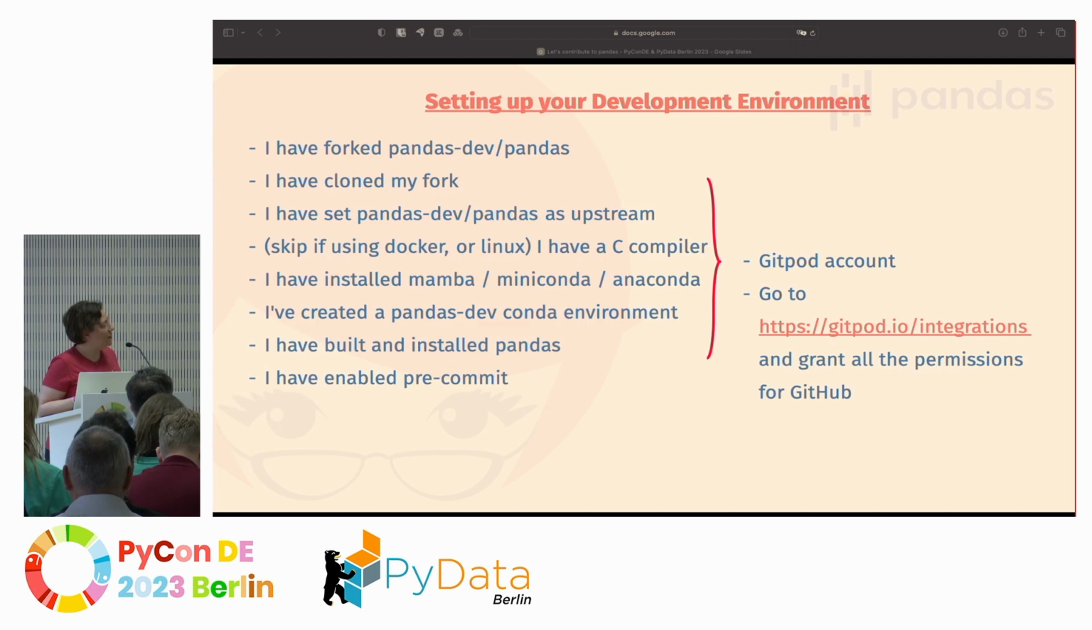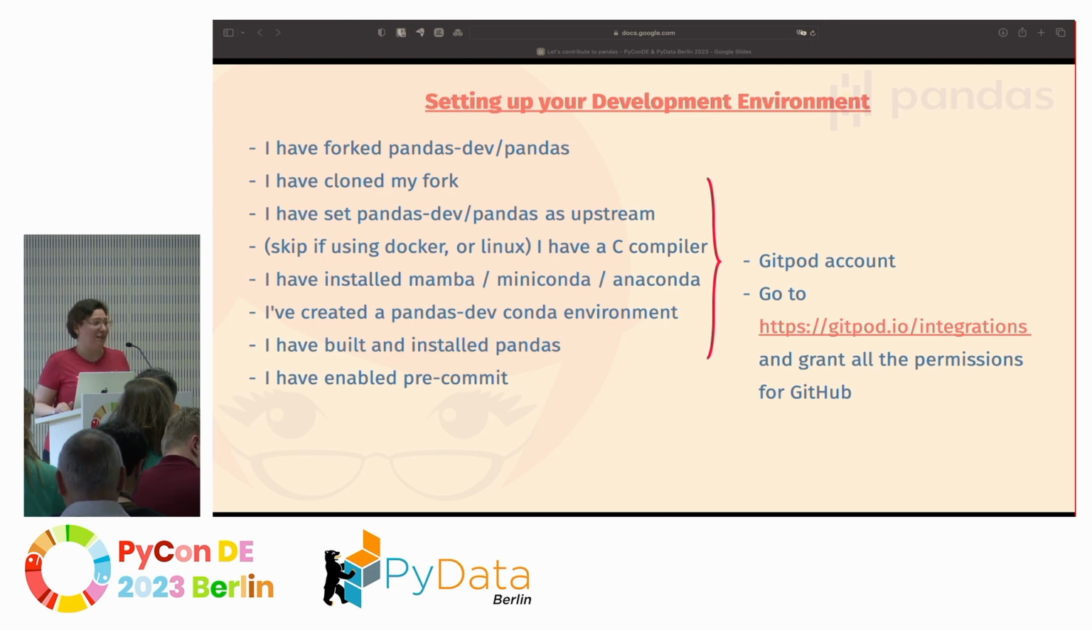But you will definitely need to be forking the main repository. You need to clone your fork locally or have a clone of your fork on your machine. Then you want to make sure that you set pandas-dev/pandas, the original repository, as the upstream. We also have a Docker that you can use locally if you want to go through the Docker route, or if you're on Linux, then you don't need to make sure you have a C compiler. But if you don't, then you do need to make sure that you have a C compiler. You'll also need to make sure that you install either Mamba, Miniconda, or Anaconda to set up our development environment. Then you need to just tell us that you're ready, that you have an environment, it's all good.